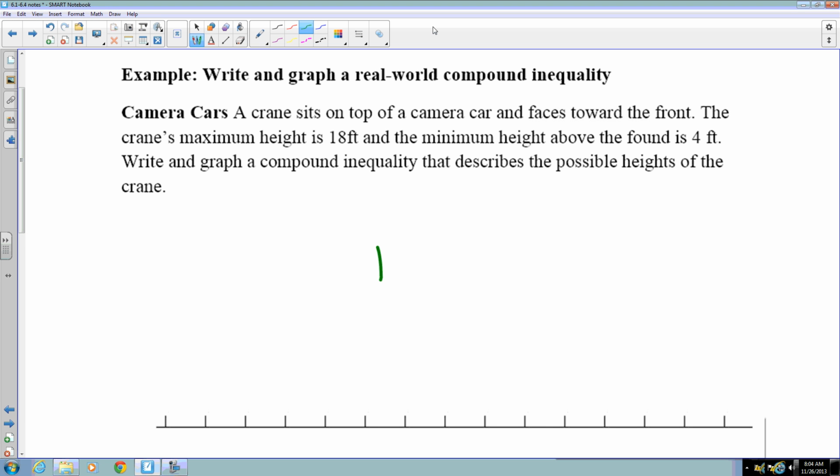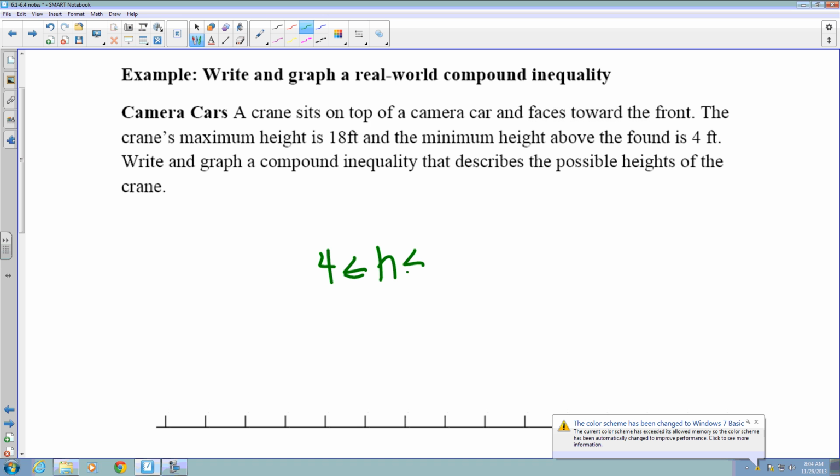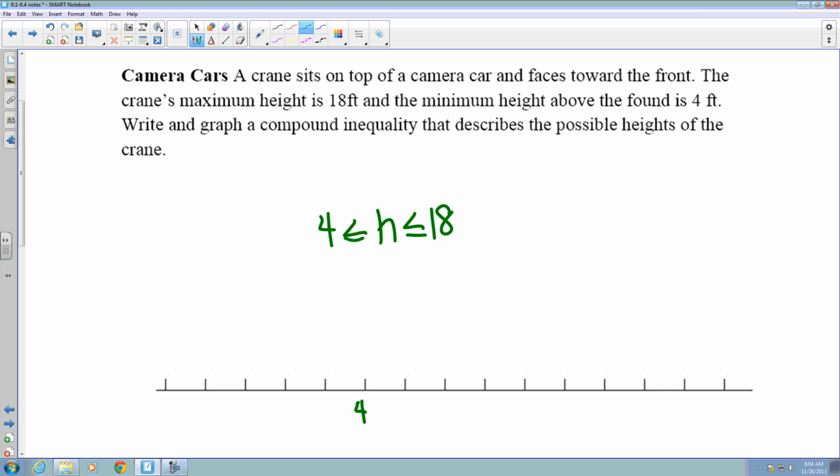So if I'm going to write an inequality that represents this, it would be h is greater than or equal to 4 and less than or equal to 18. And we can just leave it like that. So then on our graph, here's 4, here's 18, closed at both, and since it's an and, they're going to come together. And that makes the most sense that a height difference would be an and inequality.